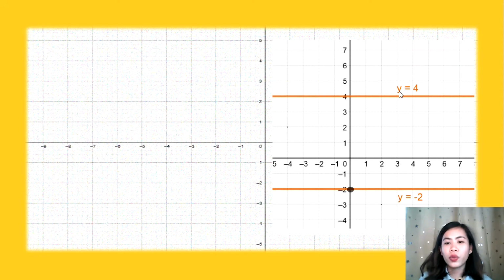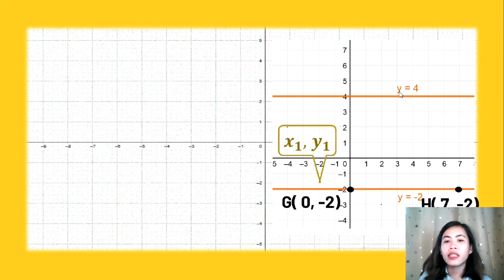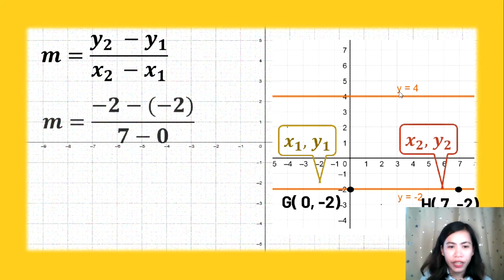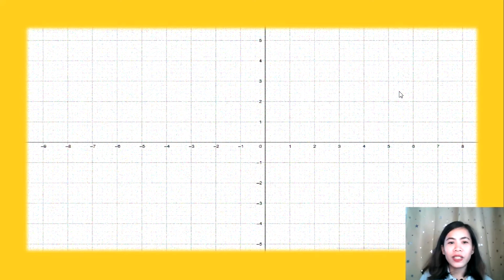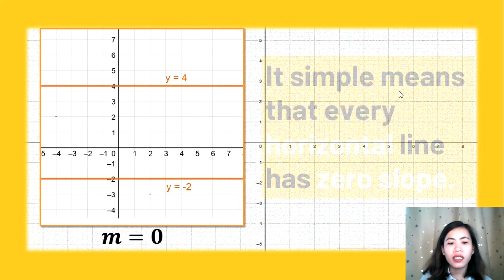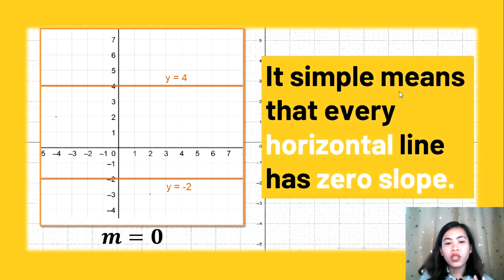Next. So we have the second graph, second line. Pili tayo ng kahit aling 2 points. Again, kahit alin dyan. Then applying the slope formula, we will be having negative 2 minus negative 2 all over 7 minus 0. So we have 0 over 7 and our slope is 0. Look, ito yung ating examples and this slope nila is parehas 0. It simply means that every horizontal line has 0 slope. Always remember that. Basta horizontal, slope niya ay 0.